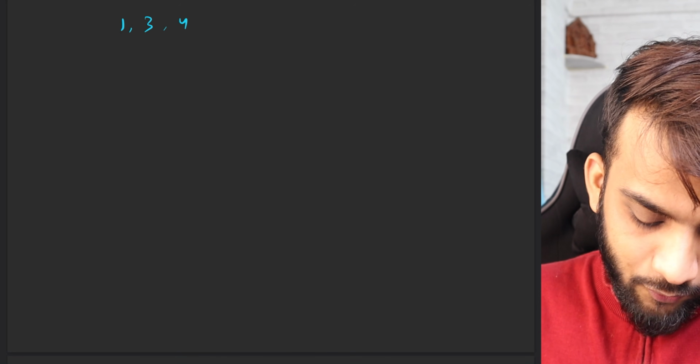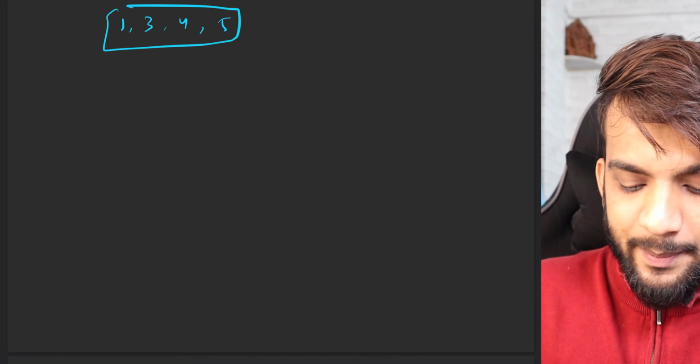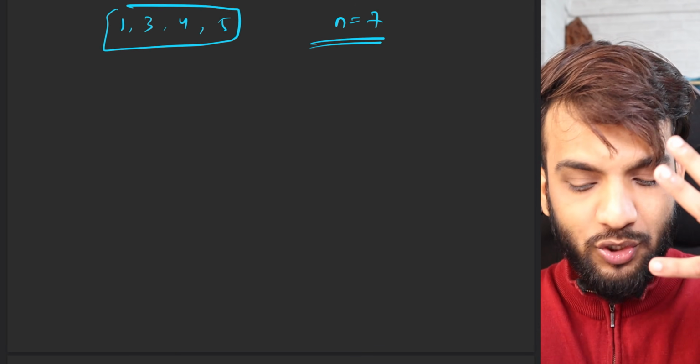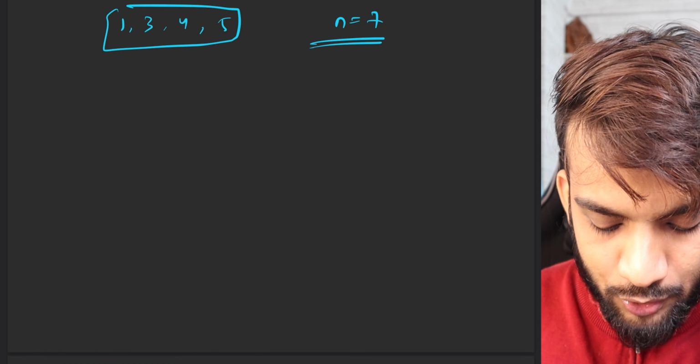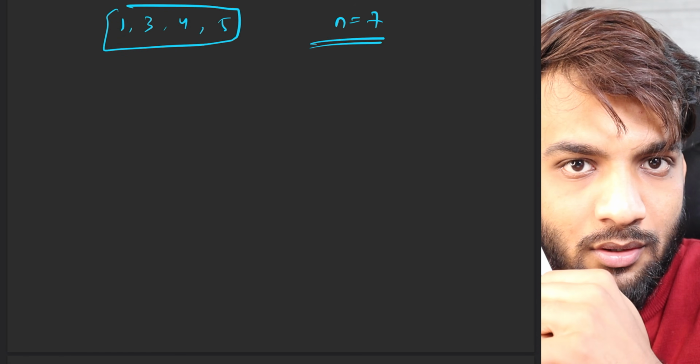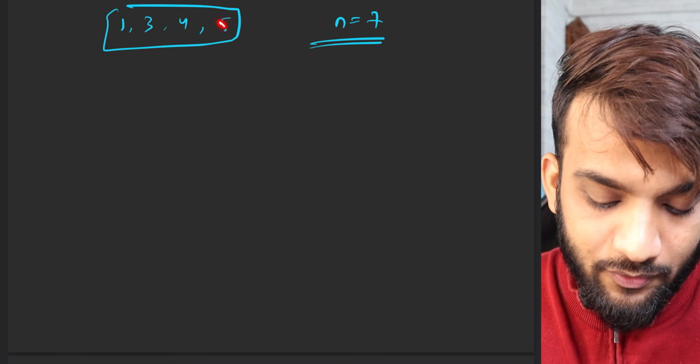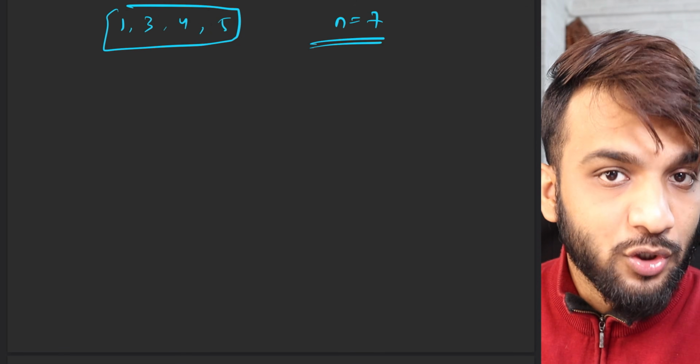So how do you approach this problem? Because you will be given something like 1, 3, 4, 5 as the cuts, and you'll be given the length of the stick. So how do you start approaching? You can either start with 1 as the cut, you can start with 3 as the cut, or you can start with 5 as the cut. So you have a lot of options to start with.